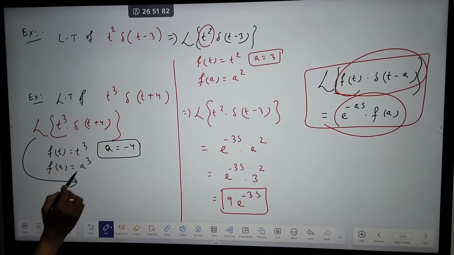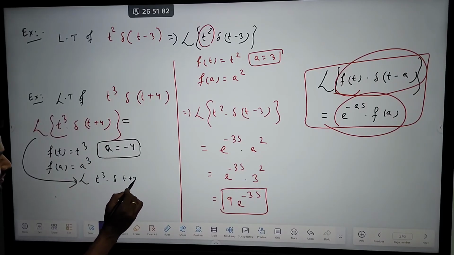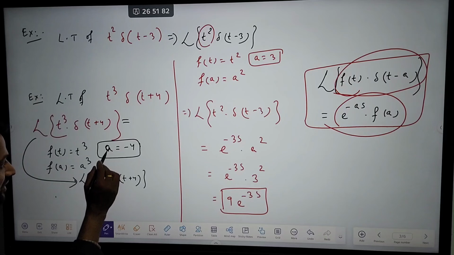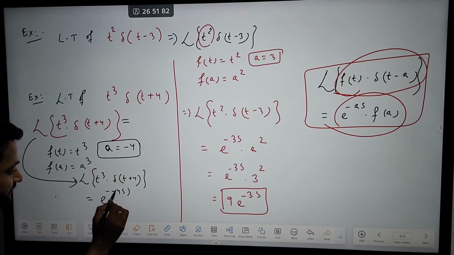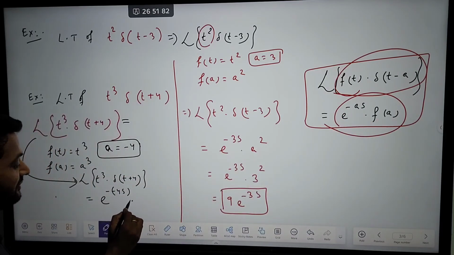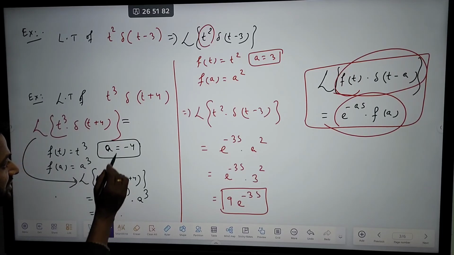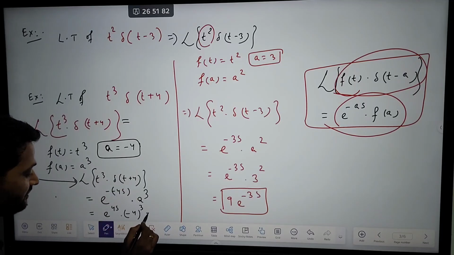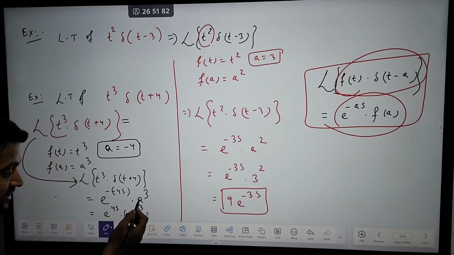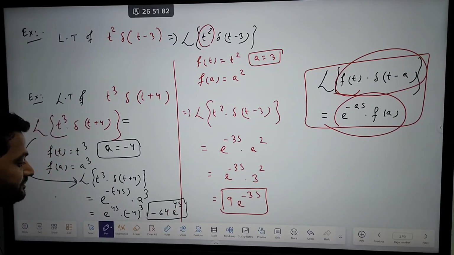So as per the formula क्या है, it is equal to, again I am writing Laplace of t cube del t plus 4 is equal to क्या है e to the power minus s, e to the power a क्या है minus of minus 4, a is minus 4, देखो minus of minus 4 into s into f of a. f of a क्या है a cube, so it will be e to the power 4s into a कितना है minus 4, so minus 4 cube. ठीक है, so it is minus of कितना 4 into 4 is 16 into 4 64, so minus 64 e to the power 4s. ये हो गया आपका फाइनल आंसर.